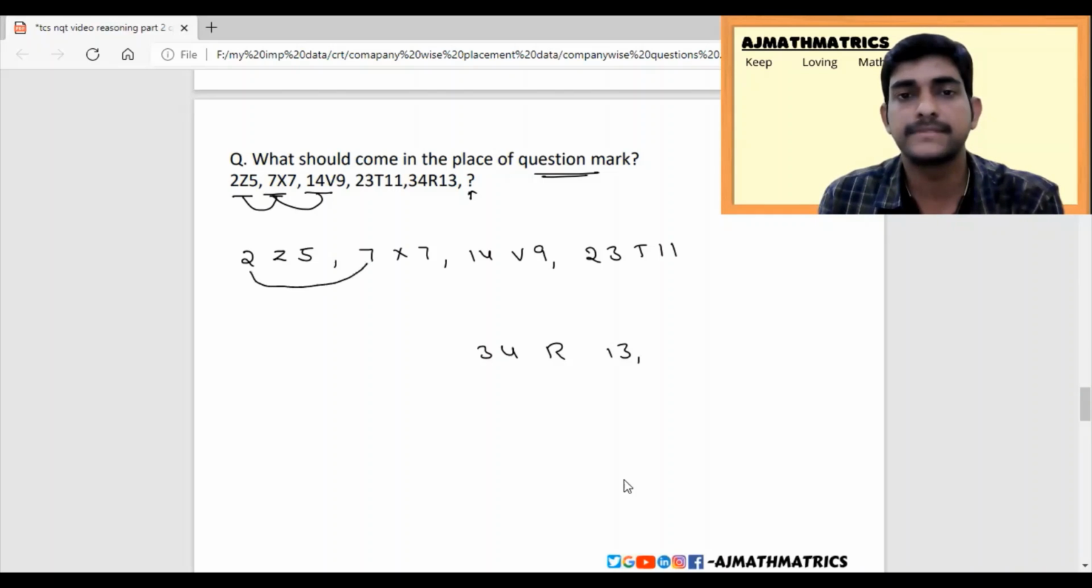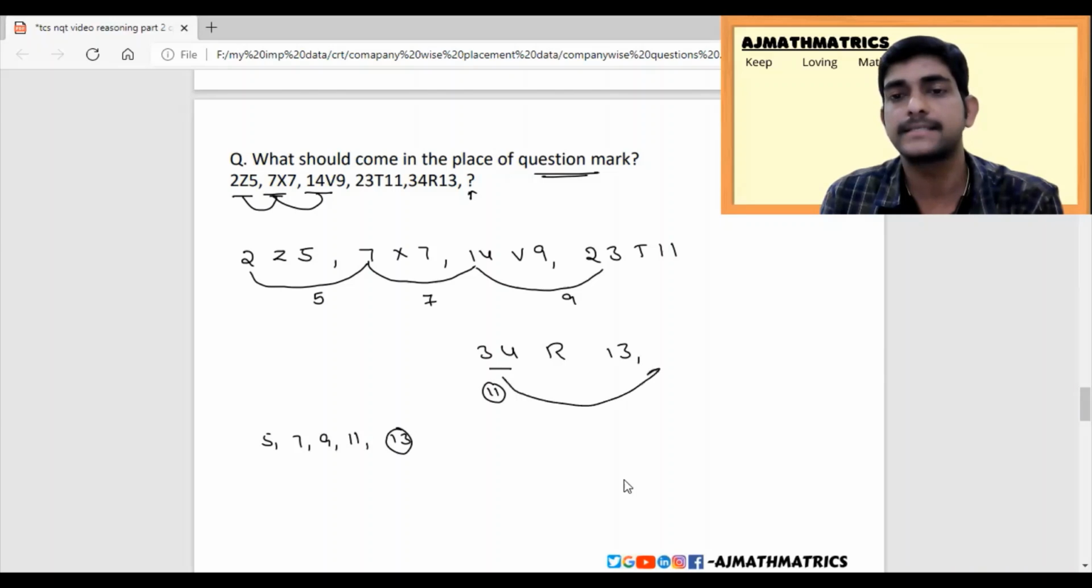So 2 becomes 7, which means increasing by 5. 7 becomes 14, which means increasing by 7. 14 becomes 23, which means increasing by 9. 23 becomes 34, which means increasing by 11. So the series is 5, 7, 9, 11. What is the next number we need to add? 13 we need to add to 34. So 34 plus 13 will be 47. Next.